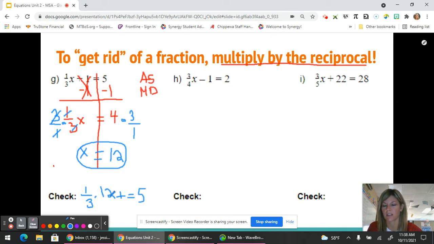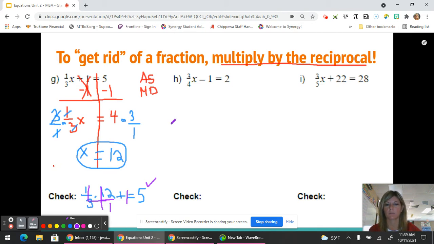Well, I know 1/3 times 12 is 4. And I can think about using, again, my multiplication. 12 on the top divided by 3, so 12 thirds is 4. Now plus my 1. So here, all of this equals 4 plus 1. Yes, it does equal 5. It checks out. Okay, awesome. You just did your first fraction two-step equation. Let's take a look at letter H.